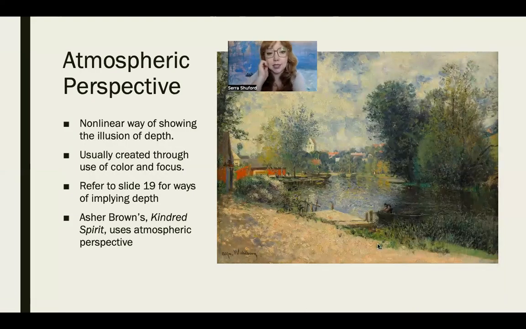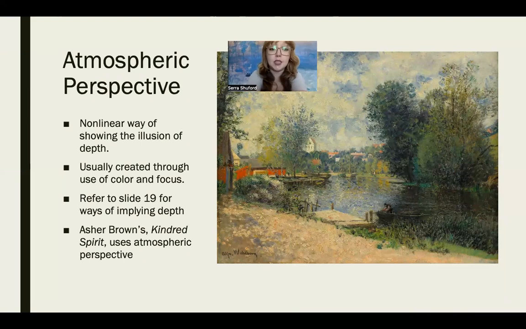Okay. And then lastly, atmospheric perspective. This is a non-linear way of showing the illusion of depth using color and focus and value. And you can also refer back to our previous slide for how to convey a sense of atmospheric perspective using the overlapping and using the vertical placement and using the diminishing of sizes. Those are also techniques to create atmospheric perspective.